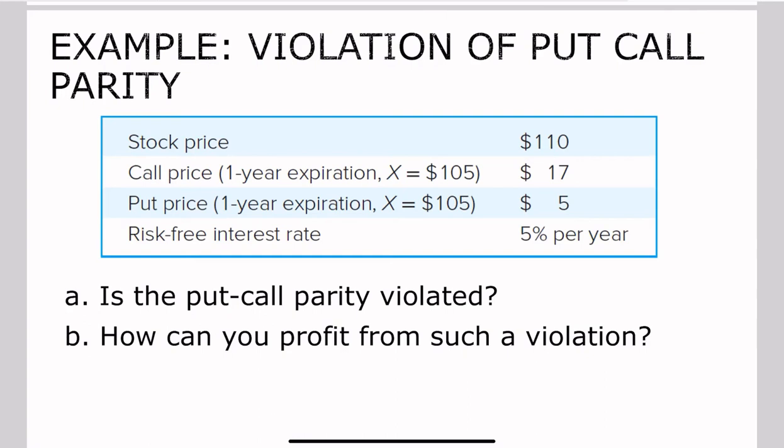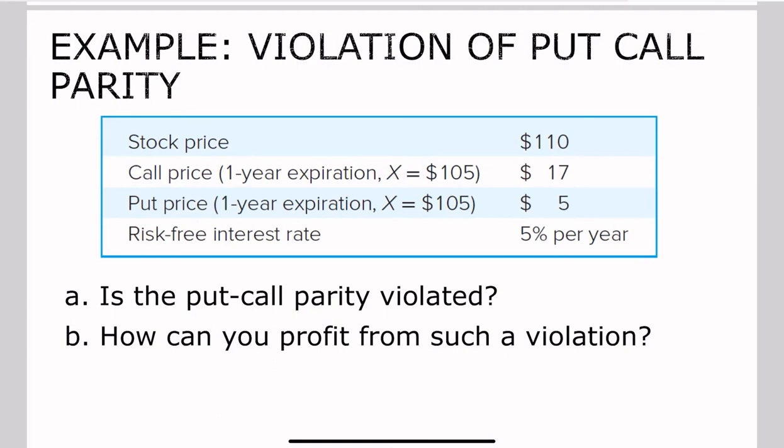Well, we're in an investment class, right? So ultimately, thinking about investment is about making money, right? So you will see that if there is a violation of put call parity, then you can actually earn some arbitrage profit from such a violation.